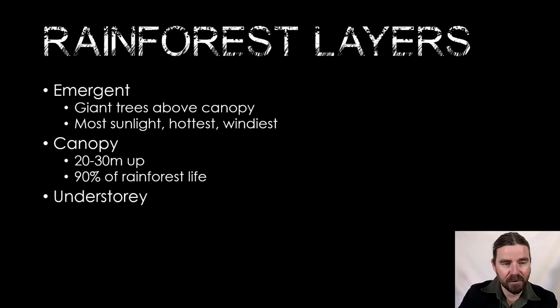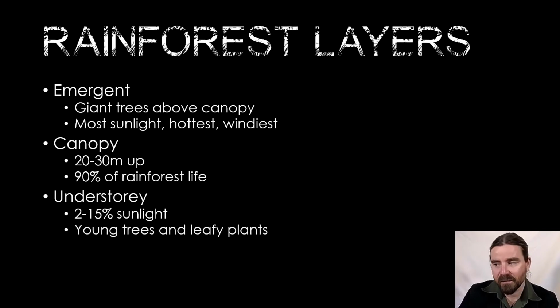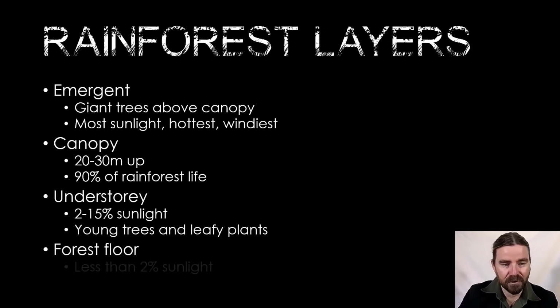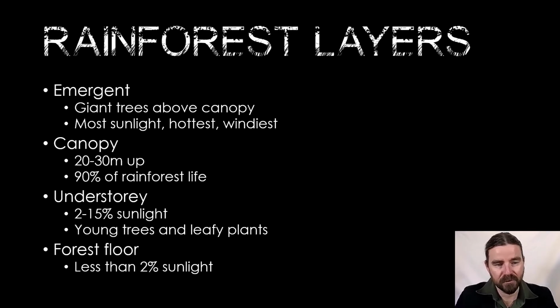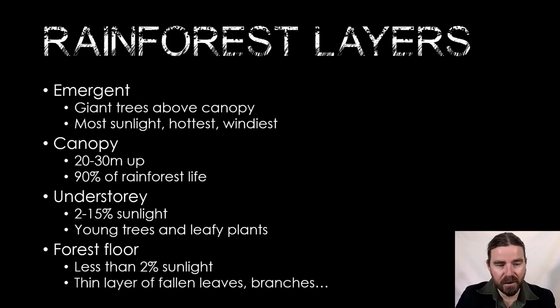Then below the canopy, you got the understory. Doesn't get much sunlight, and it's just like young trees and stuff. And finally, you got the forest floor. Hardly any sunlight gets down to the forest floor because it's all stopped by the canopy and the understory. And that forest floor is a thin layer of fallen leaves and branches.